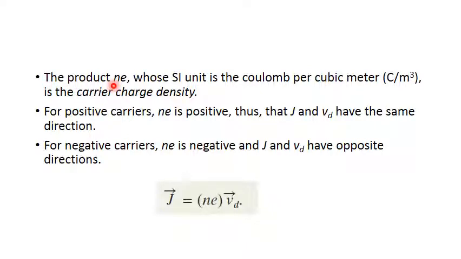That's what we are seeing. The product NE, with SI units coulomb per cubic meter, is the carrier charge density. N is the number of charges per cubic meter, and E is the charge of the carrier in coulomb. So this is coulomb per meter cube. For positive carriers, NE is positive, thus the current density J and drift velocity Vd have the same direction. For negative carriers, NE is negative, so J and Vd have opposite directions.